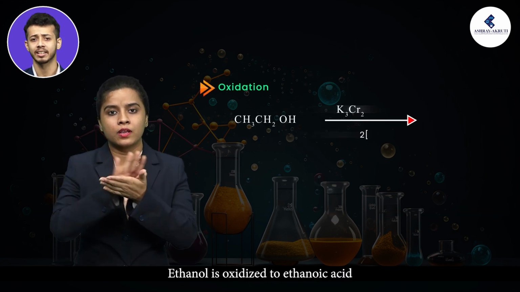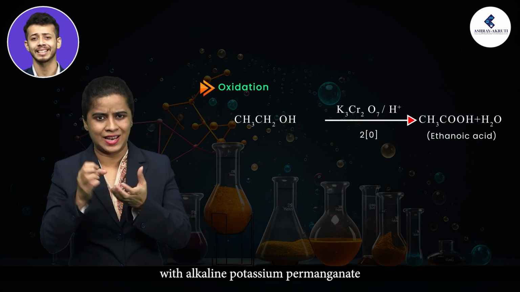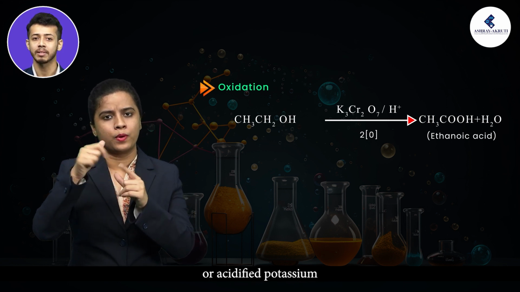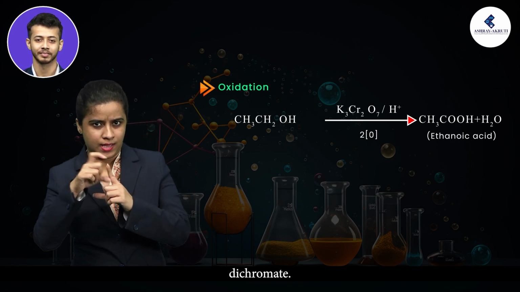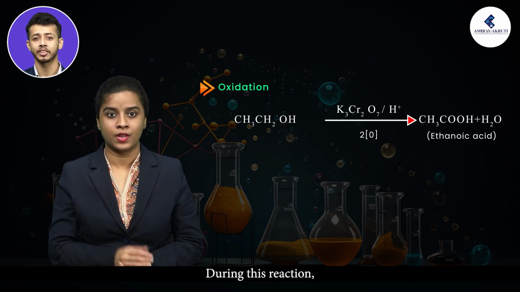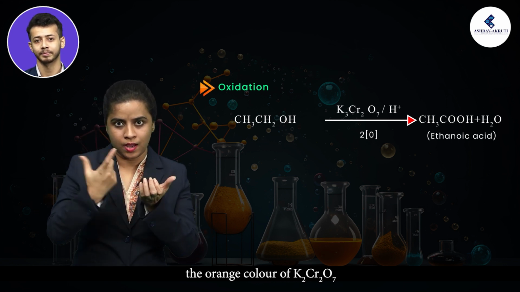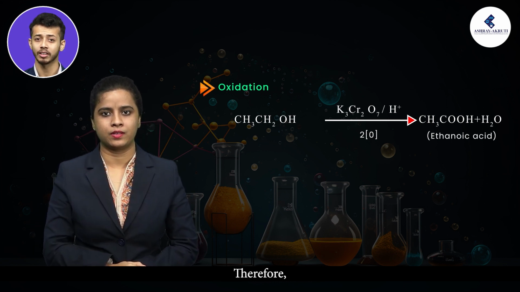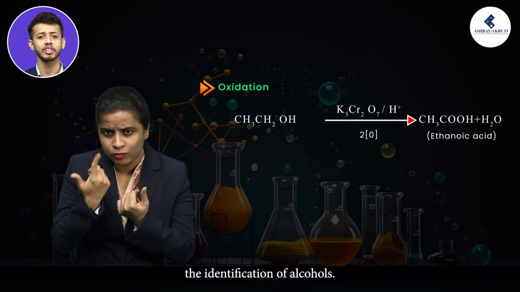Ethanol is oxidized to ethanoic acid with alkaline potassium permanganate or acidified potassium dichromate. During this reaction, the orange color of K2Cr2O7 changes to green. Therefore, this reaction can be used for the identification of alcohols.